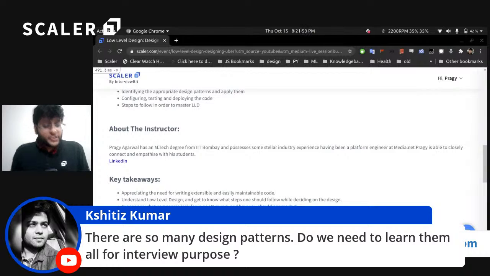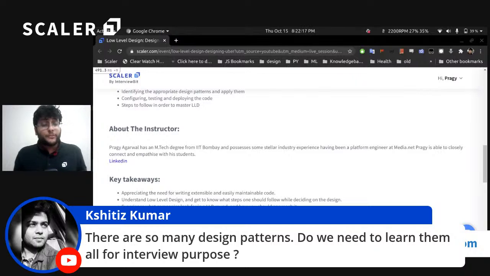Perfect. Kshitiz has a very nice question here. Kshitiz says that there are so many design patterns. Do we need to learn them all for interview purposes? Well, Kshitiz, yes, there are a ton of design patterns. However, when you actually look at the industry scenario, you will find that there's a handful of design patterns, maybe 10 to 15, that you will find across all systems, right? You will find them used very frequently.